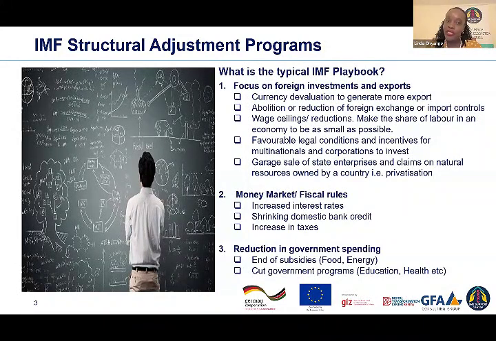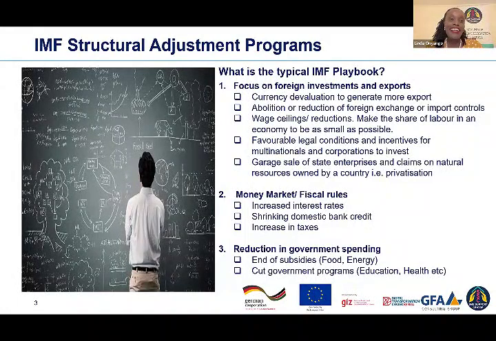Then you start to see some monetary and fiscal rules, which we are seeing: increased interest rates, shrinking domestic bank credit, increased taxes and so forth. And then you also begin to see a reduction in government spending. You're seeing this cutting of subsidies, especially in food and energy. You begin to see a reduction of government spending in education and health. These things are really what encompass structural adjustment programs. They're not things happening haphazardly, like I start to see in our socials. These are things that are encompassed in structural adjustment programs.